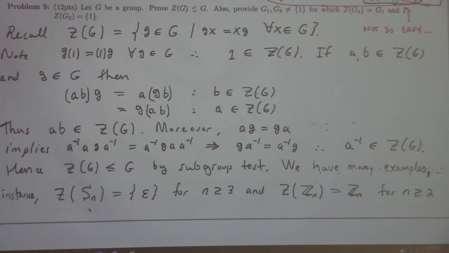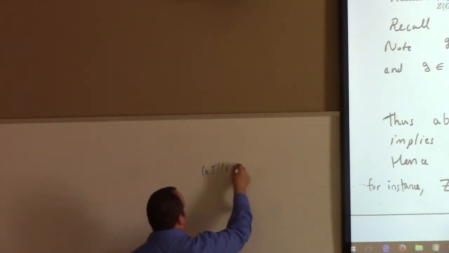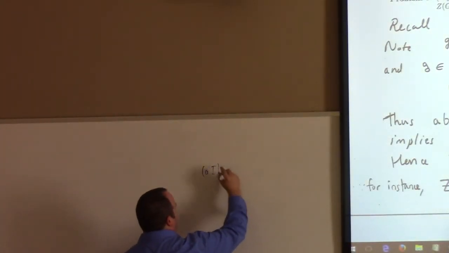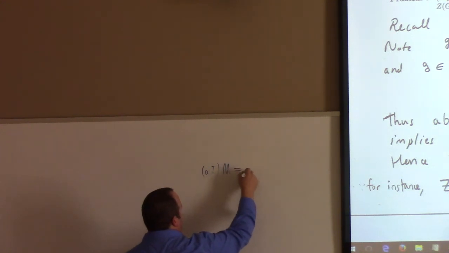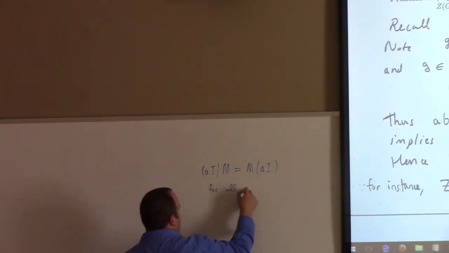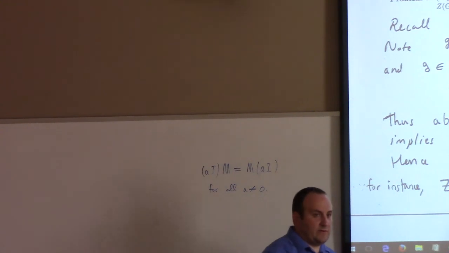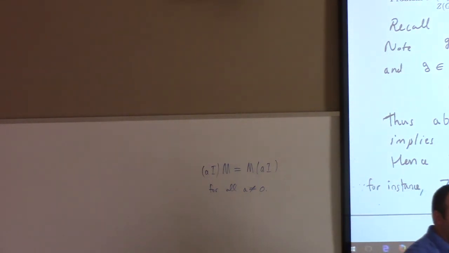Some people tried to use matrices for this, but that's not true. The center of the group of invertible matrices is actually constant multiples of the identity. See, if I have AI times the matrix M, that's equal to M times AI, and that's for all A not equal to 0. So certainly non-zero multiples of the identity matrix are in the center of the matrix group.